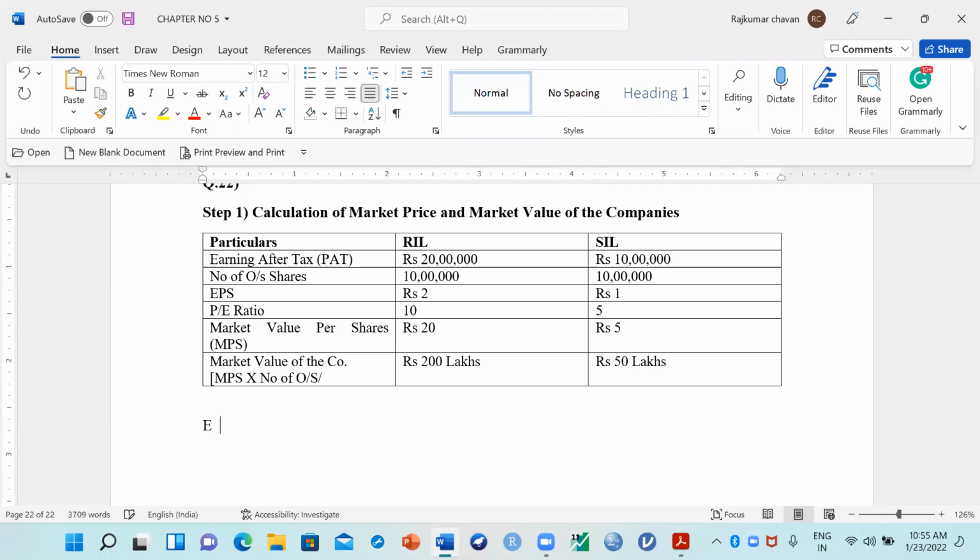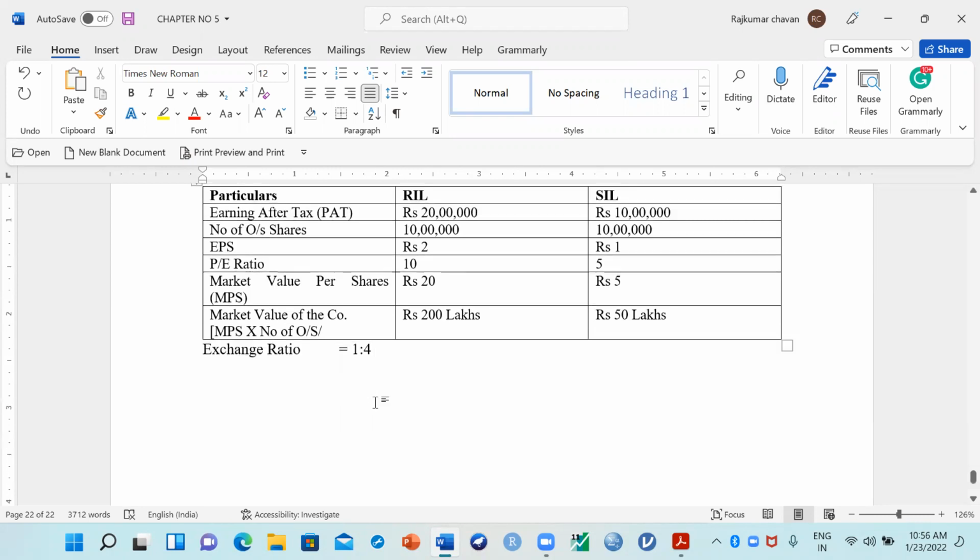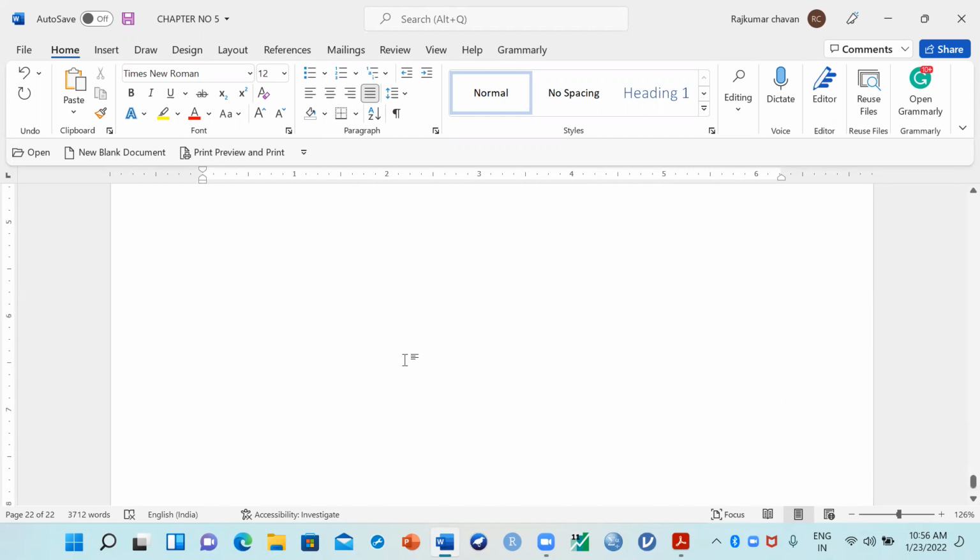Now let us see the very important information they have given here, something called exchange ratio. So the exchange ratio, we got to know, is 1:4, right? So for 4 shares of SIL, we'll give 1 share of RIL. Why do we need the exchange ratio information? To calculate the number of shares. Okay. So now just observe carefully.